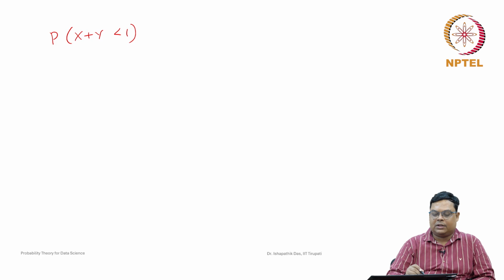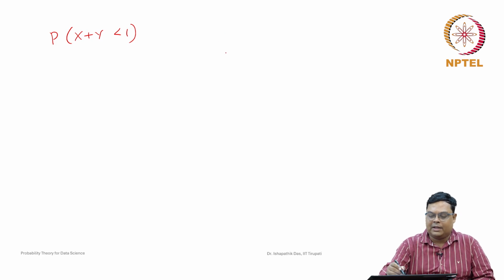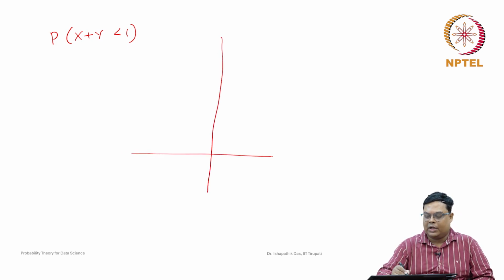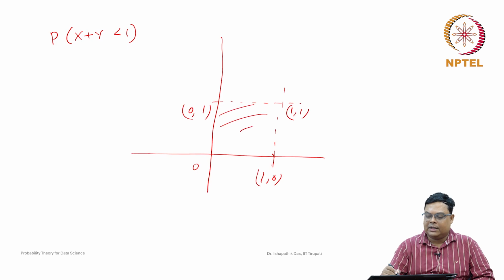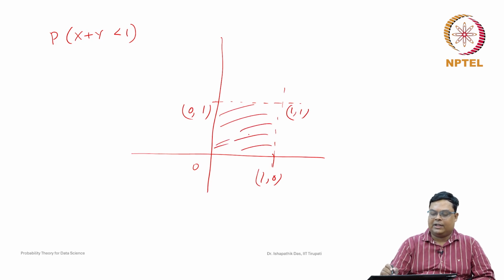Now let us first represent this graphically, so that it will be helpful to understand. This is our 0 to 1, this is 0 to 1. This is the region where the density function exists, 0 to 1, 0 to 1. This is (0,1), this is (1,0), this is (1,1). So this density function is non-zero inside this region.